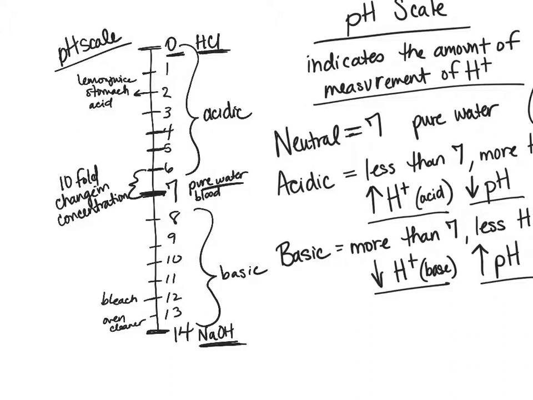So a little change in pH is a big change in concentration of hydrogen ions because it's tenfold. It's an exponential scale. And so then we see the opposite on the other side, right? So let's say down here 9, right? Something with a pH of 9 has 10 times more hydrogen ions than something with a pH of 10. So it's a tenfold scale.